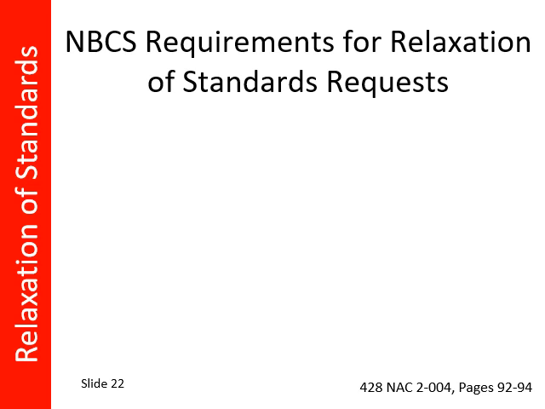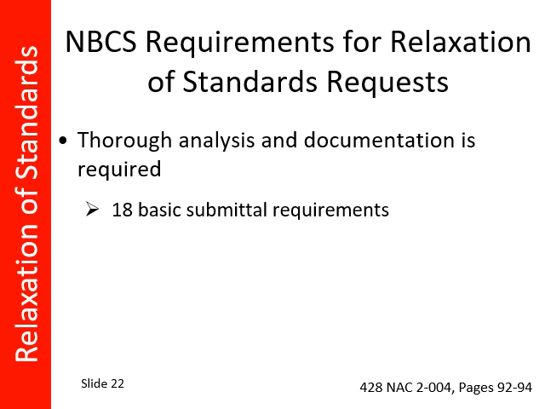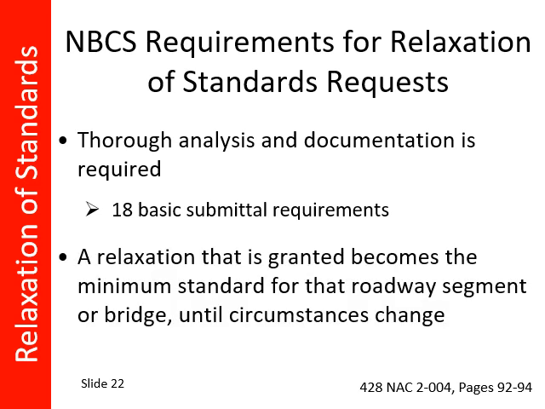There are a minimum of 18 requirements in order to have a complete submission for a request for a relaxation of standards. These are listed starting at the bottom of page 92, subparts 1 through 18, ending on page 94. There are additional requirements on page 94 for the scenic recreation classification and for low water stream crossings and fords in parts B and C respectively. Whatever the board grants for a design standard, it becomes the minimum standard for that roadway segment or bridge until circumstances change. This could be a change of traffic patterns and volumes, a change of functional classification, and other reasons.